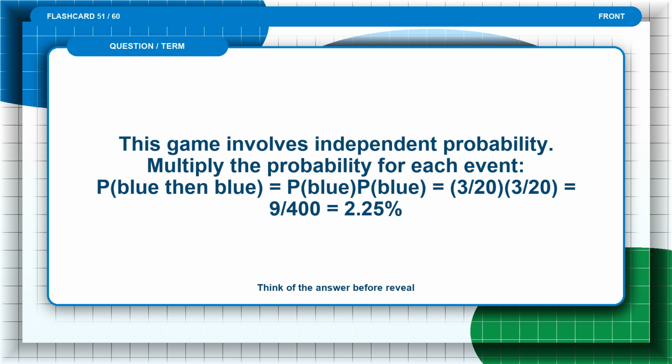Flashcard 51. This game involves independent probability. Multiply the probability for each event. P(blue then blue) equals P(blue) times P(blue) equals 3/20 × 3/20 equals 9/400 equals 2.25%. Think of the answer before the reveal.